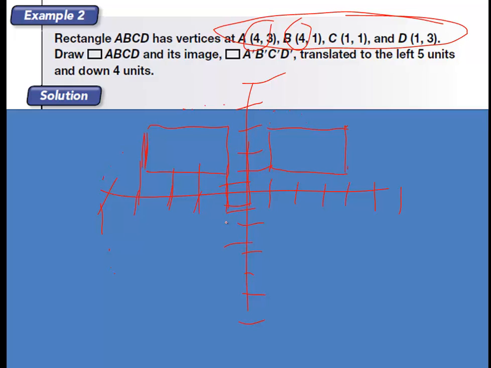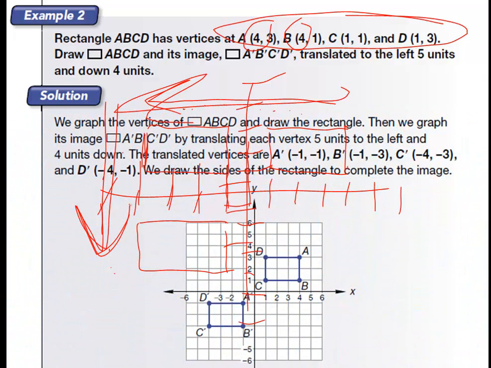So we're going to be right like this. 1, 2, 3, and that's where we're going to end up. So we moved it over 5, down 4. Translated it over 5, down 4. And there you go.